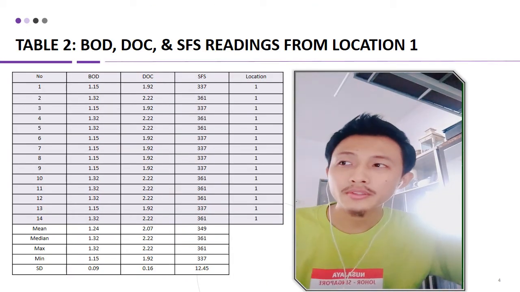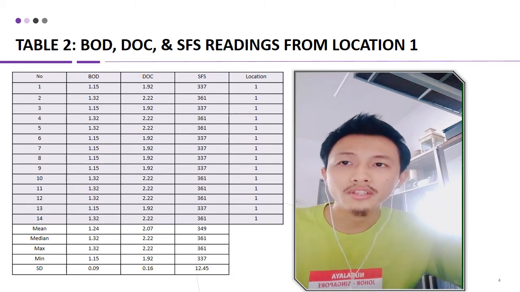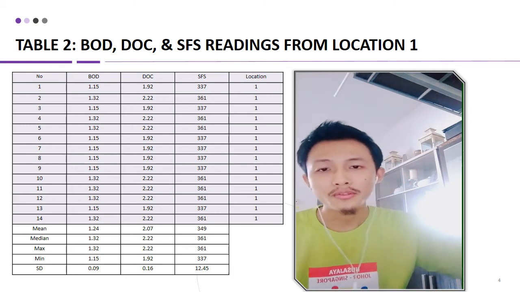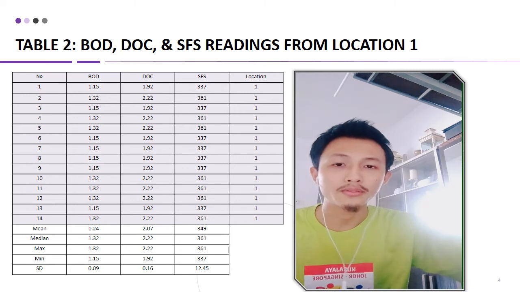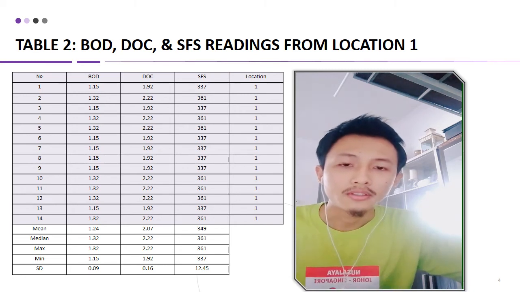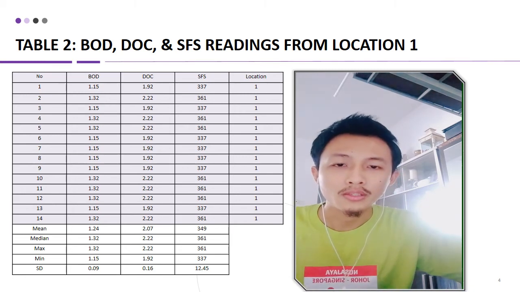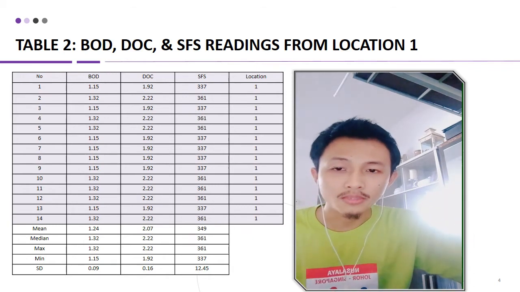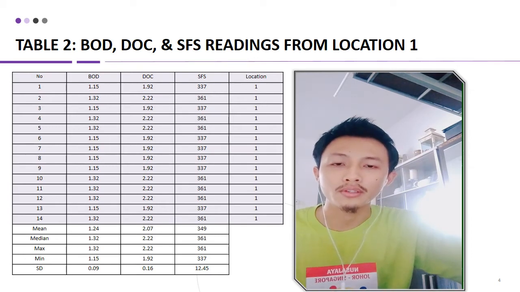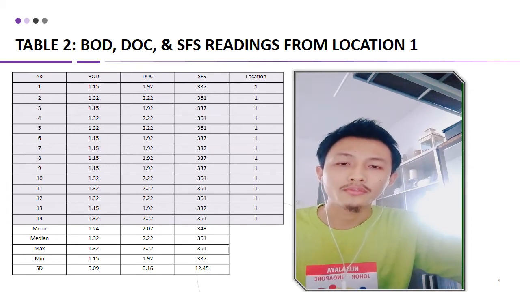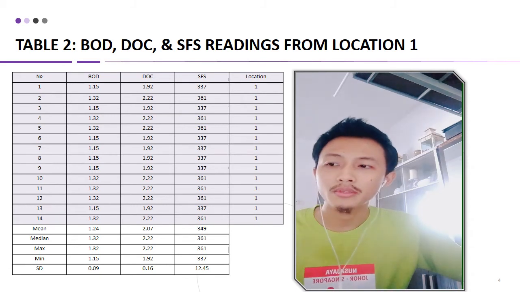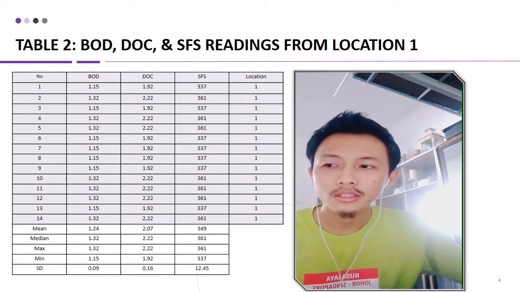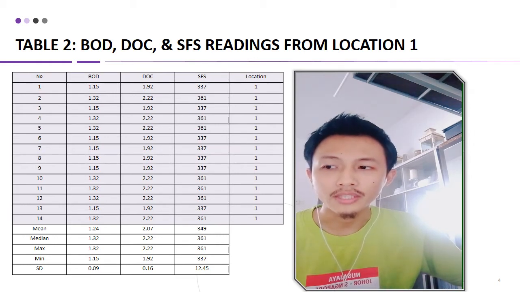Okay, Table 2 is about BOD, DOC, and SFS reading from location 1. From Table 2, starting from Table 2 and then 3, 4, I already segregate into location 1, 2, 3, and 4. So we can see the mean, median, max, minimum, and standard deviation for each data that I collect from different locations. So here at Table 2, the BOD for location 1 is 1.24, DOC 2.07, and SFS 3.49.